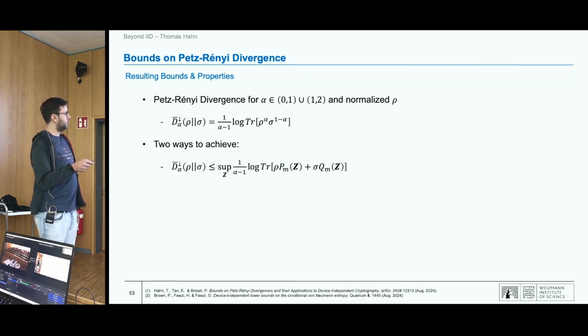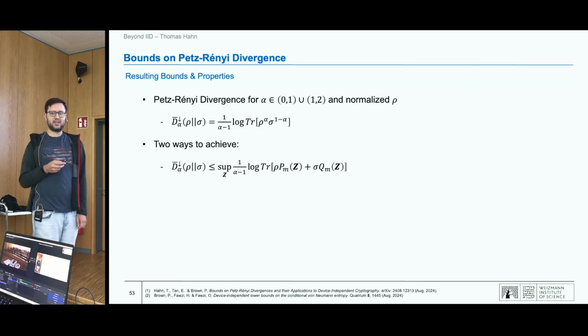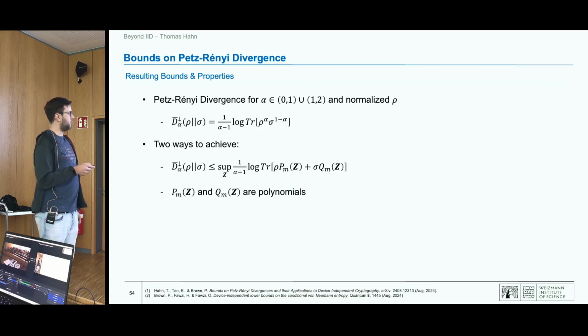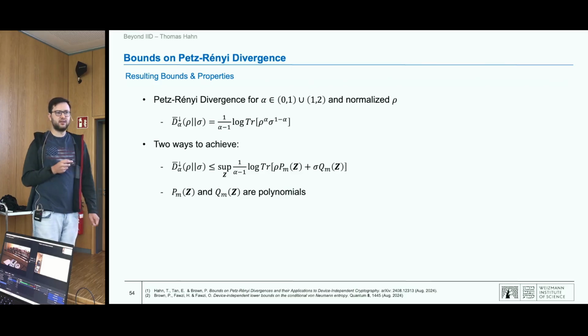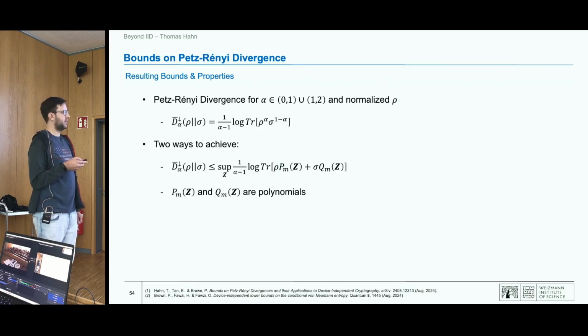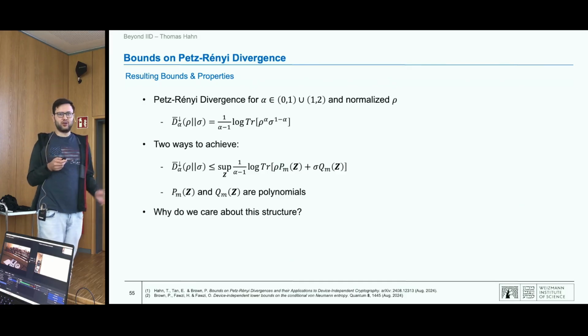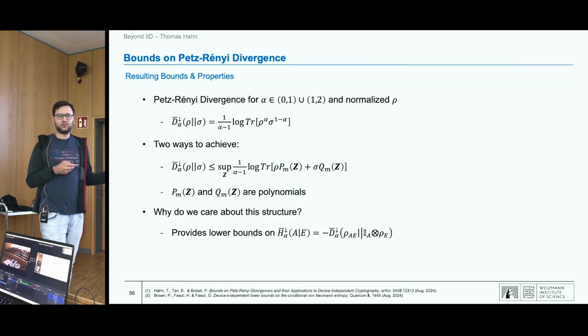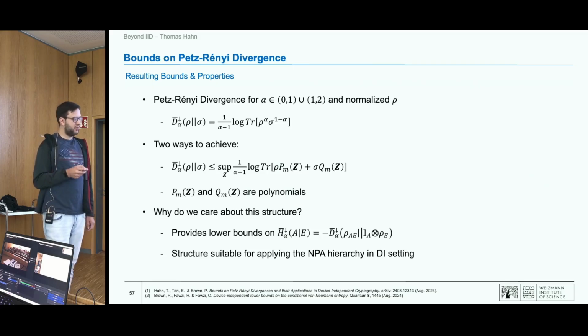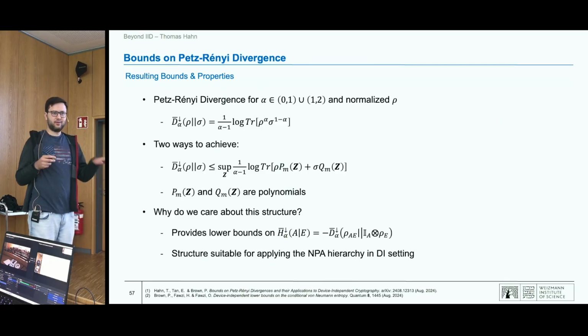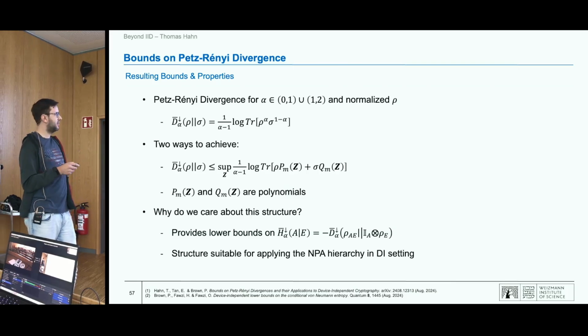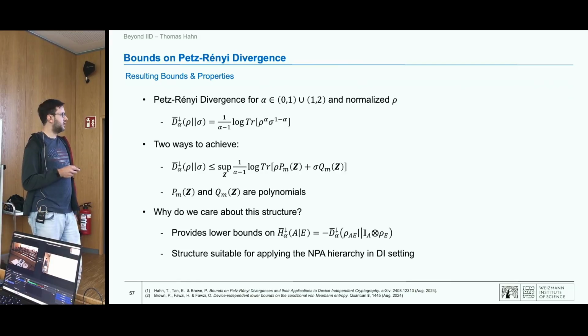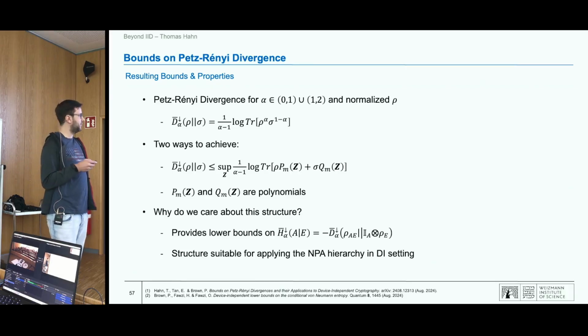So here, the thing you should notice is that rho and sigma no longer have any exponents attached to them, and p and q are polynomials of some matrices z. And the m here just denotes some hierarchy, such that as m goes to infinity, this approximation becomes tight. So why do we care about the structure to begin with? Well, first of all, the upper bounds on the Renyi divergence provide lower bounds on Renyi entropies. So that's already very helpful. And second of all, it's known that structures of this form are suitable for the NPA hierarchy. That means in a DI setting, bounds of this form allow you to provide lower bounds on the Renyi entropies themselves. So this is what you need to work in a DI setting.